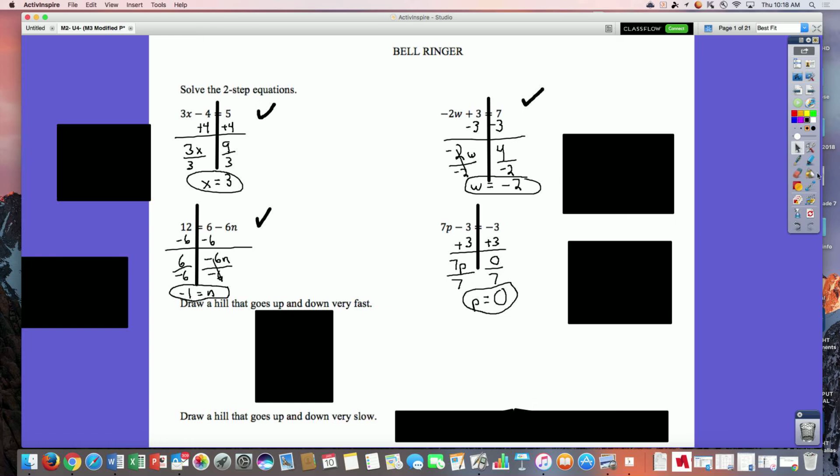Let's put 0 back in and check it. 7 times 0 is 0. 0 minus 3 is negative 3. Negative 3 equals negative 3.